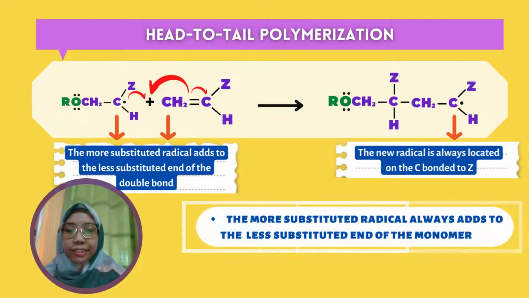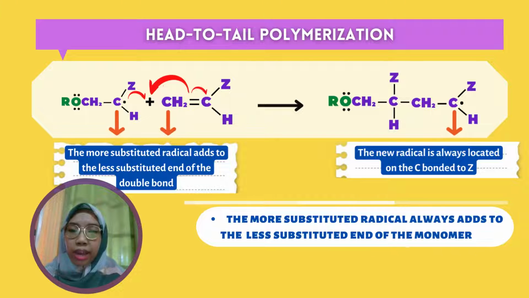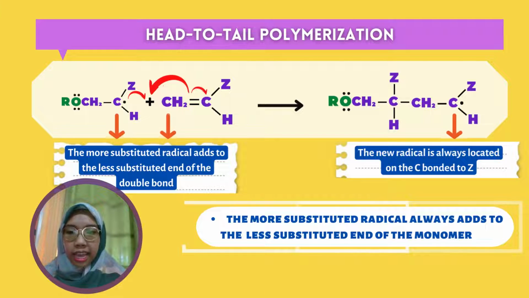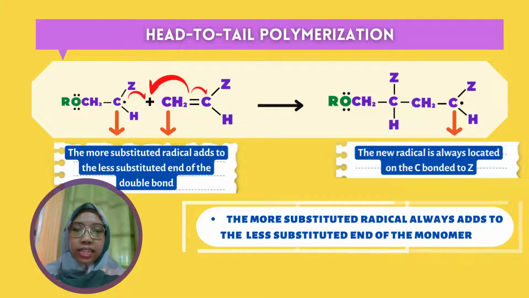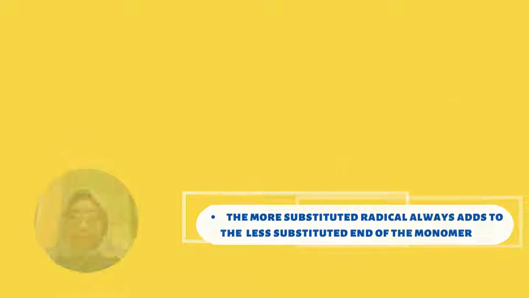When a carbon radical from a chain reacts with a new alkene, how do we know where the new radical would be formed? Hence, we would follow the head-to-tail polymerization, where the more substituted radical always adds to the less substituted end of the monomer. The new radical would always be located on the C bonded to the Z.